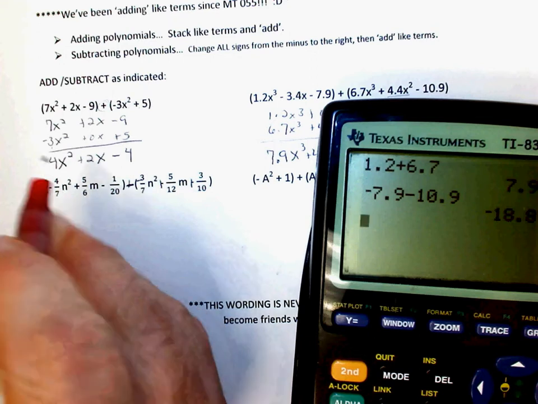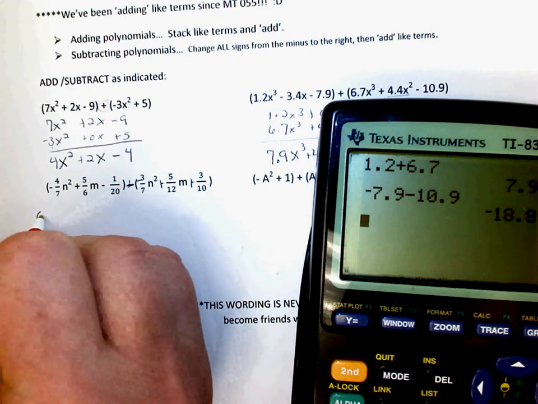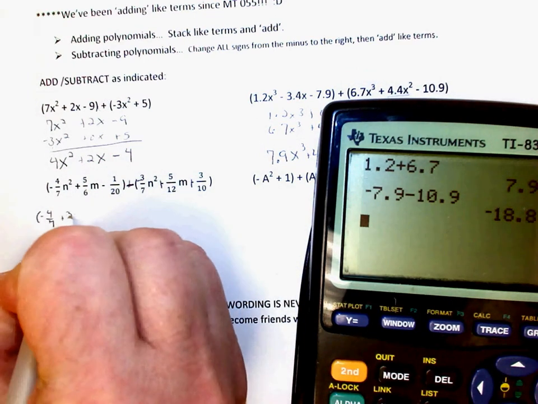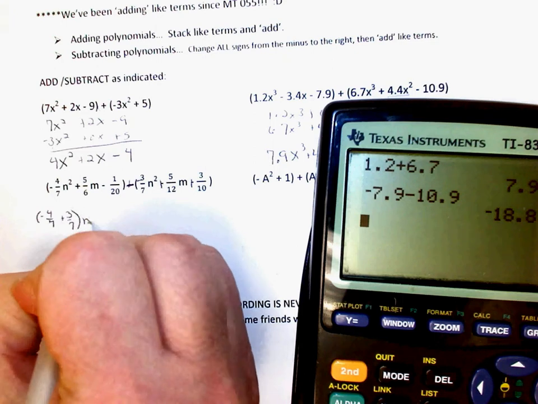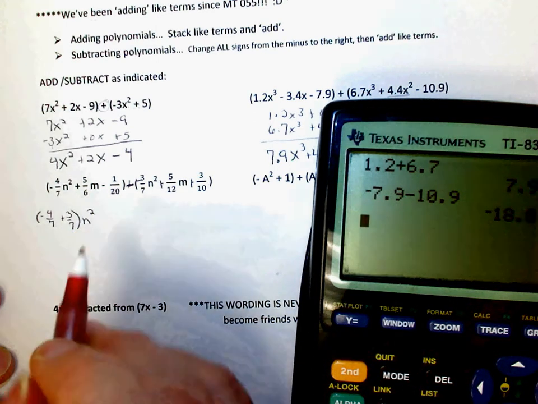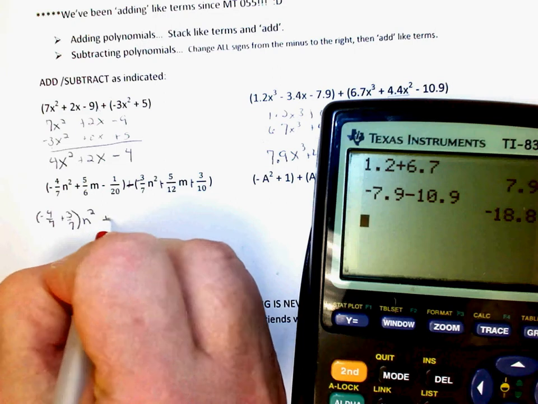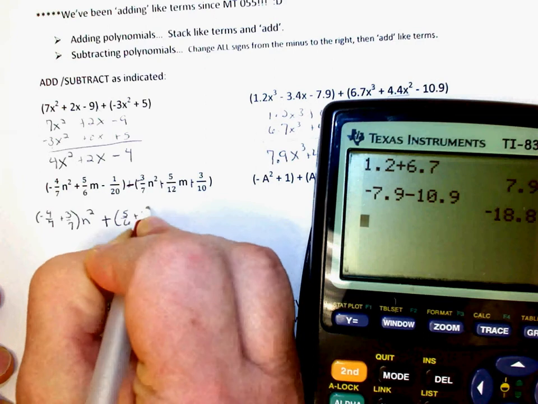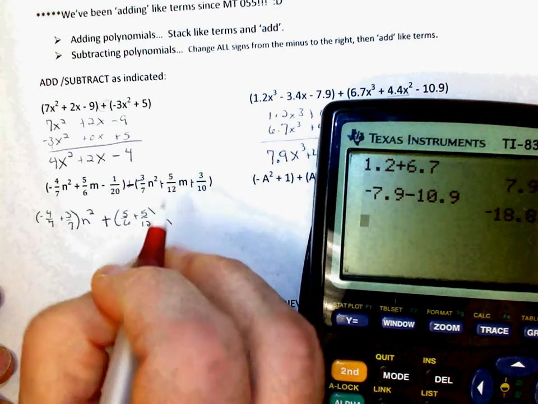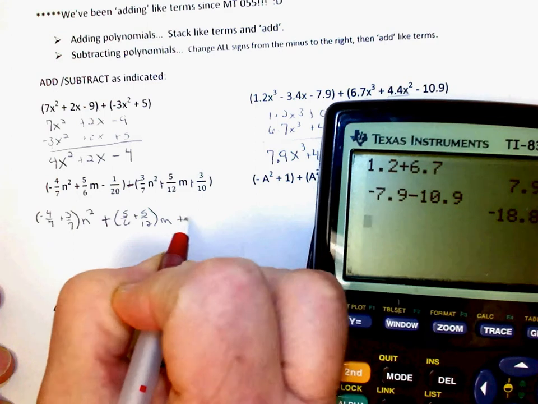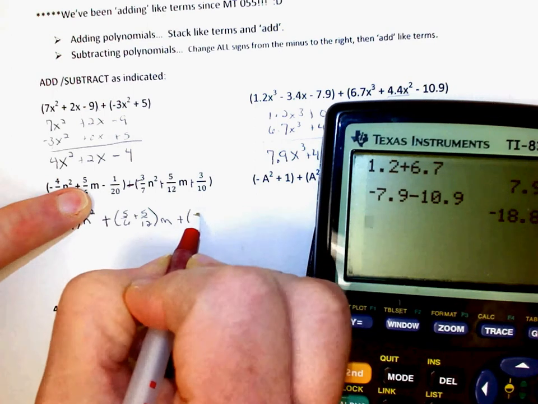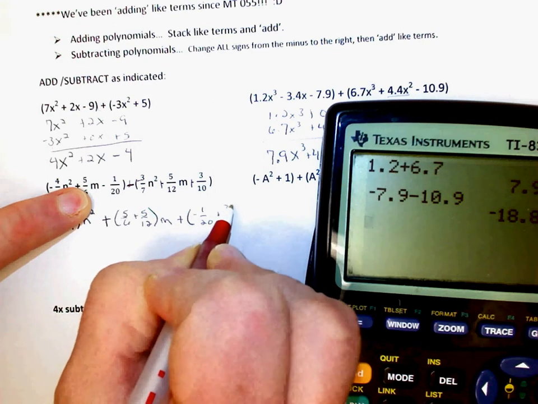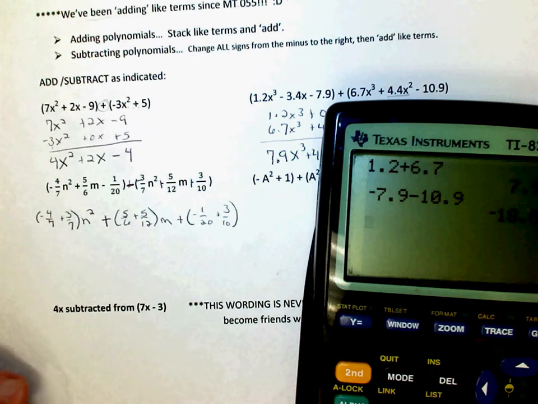Now, I'm just going to rewrite this real quick. Negative 4 over 7 plus 3 over 7 n squared. And I'm just going to say plus 5 over 6 plus 5 over 12 m. And I'm going to say plus here. Negative 1 over 20 plus 3 over 10. And now I'm going to use Goodbuddy calculator.